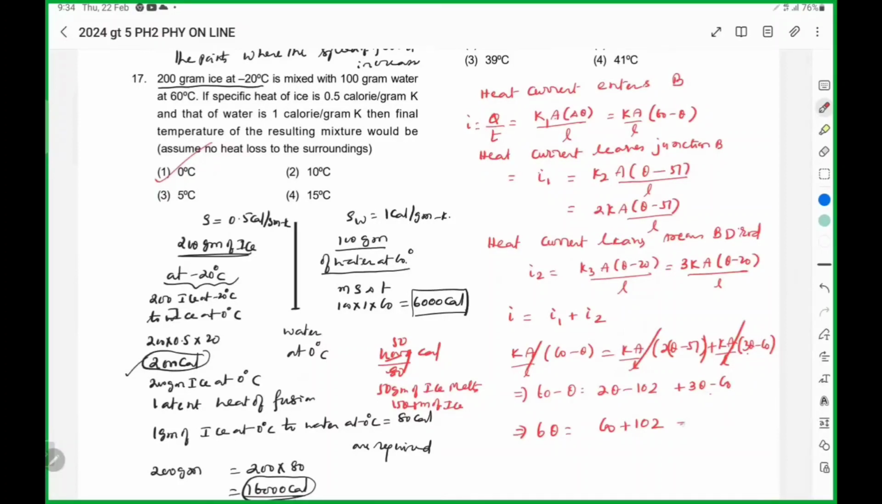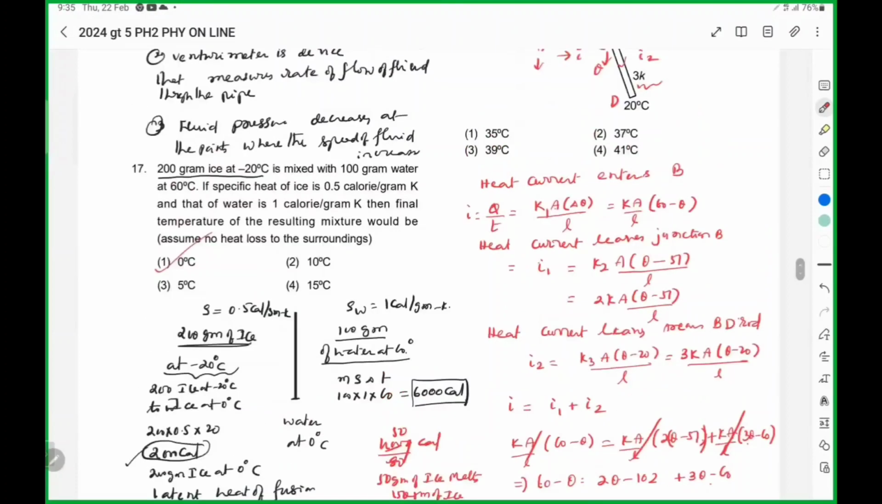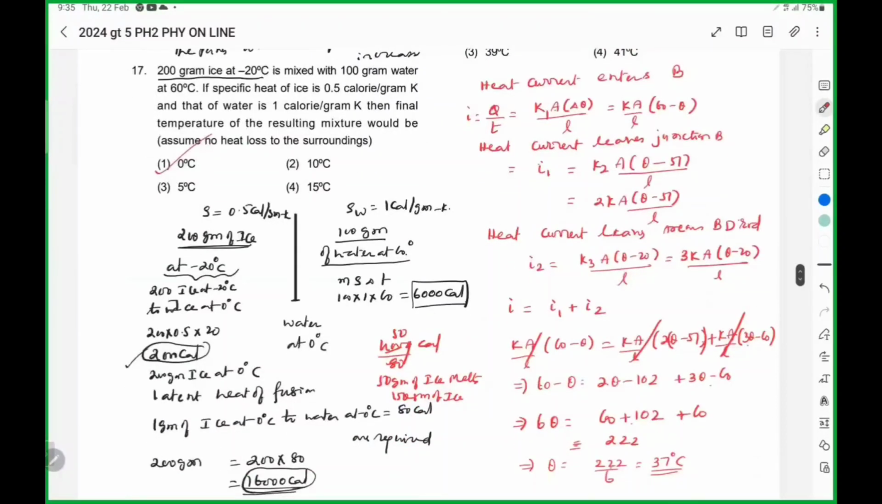So how much is it? It is 60 minus theta, 2 theta minus 102, 3 theta minus 60. 60 plus 102 plus 60. How much is it? 222. Theta is equal to 222 by 6. So that is 37 degrees. Second option is correct.